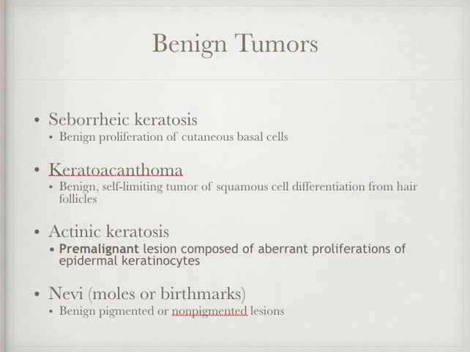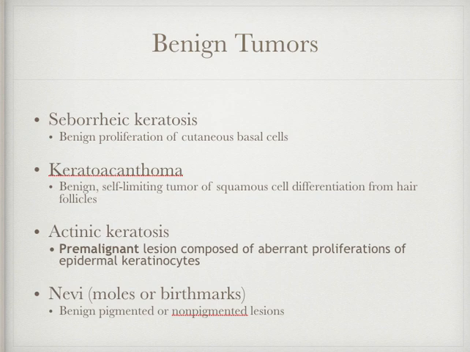Other benign tumors: seborrheic keratosis is kind of like seborrheic dermatitis, like I mentioned at the beginning, and it's basically just proliferation of cells there. But they look flaky. You'll see it a lot in the older adult. I have images on the next slide.